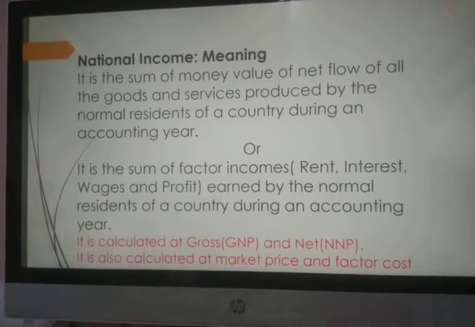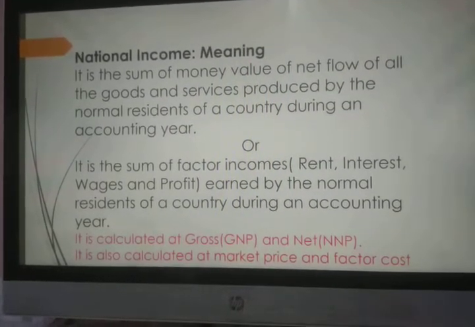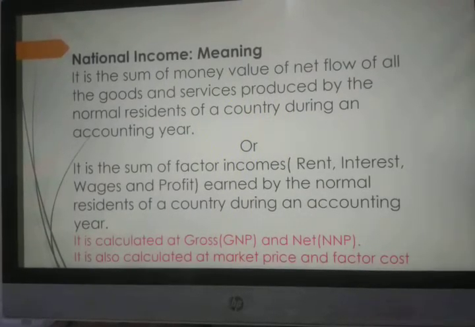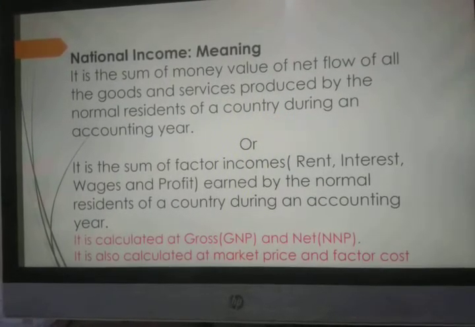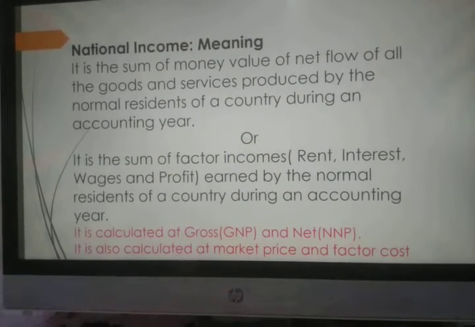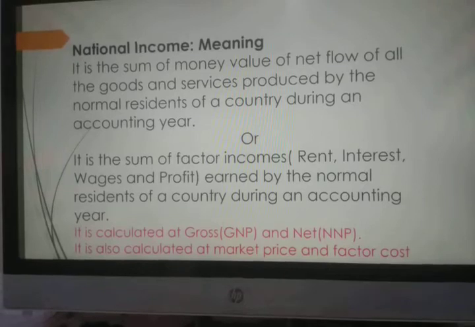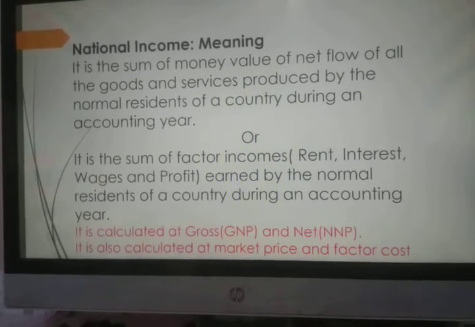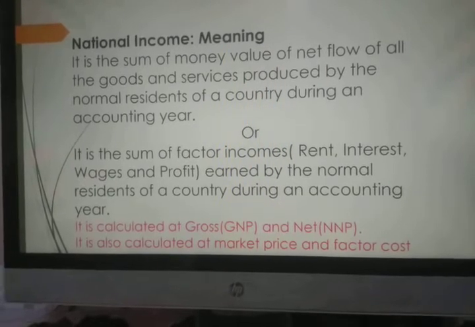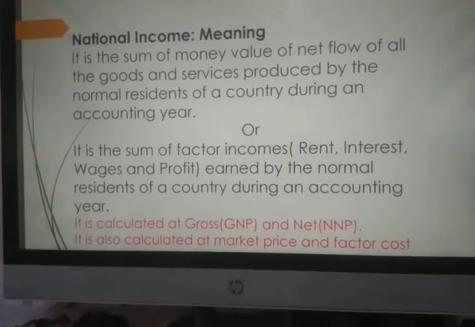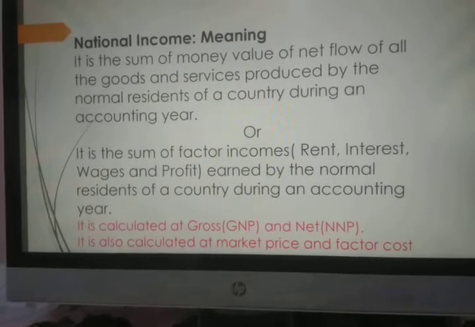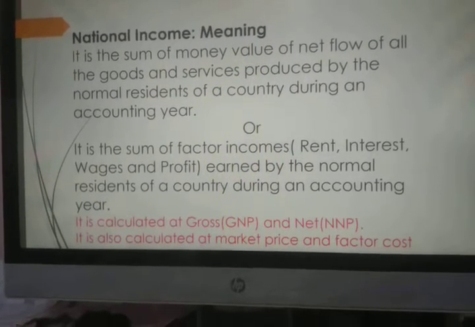National income is the sum of money value of the net flow of all the goods and services produced by the normal residents of a country during an accounting year. Whenever we talk about national income, or the income concept, it is a flow concept. So you have to add the period of time for which we are calculating. The first thing to remember is that you always have to mention the accounting period along with the income.